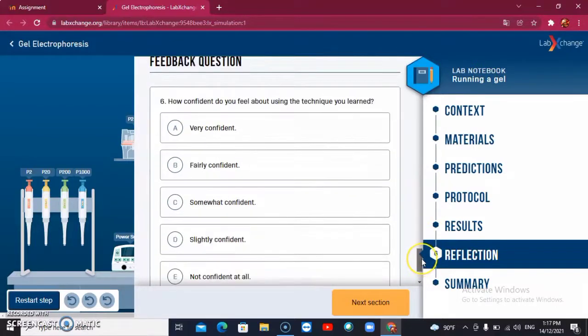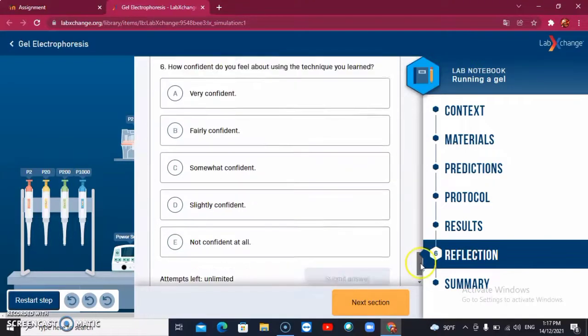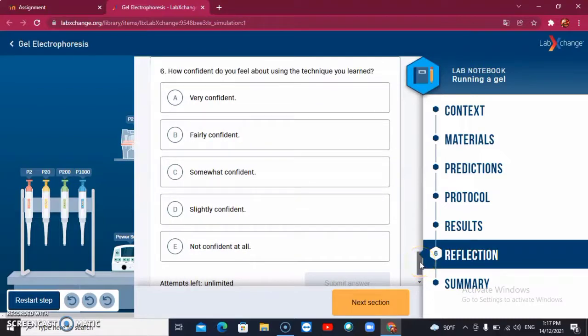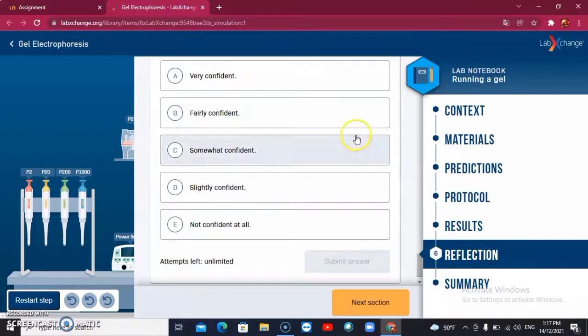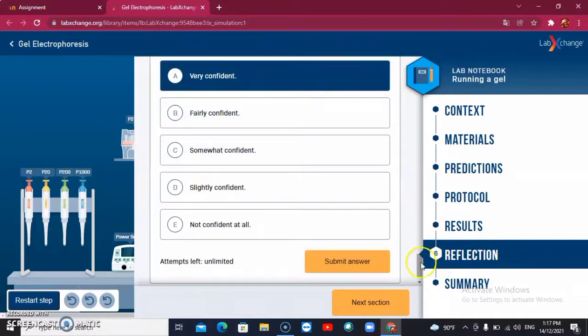The last one is a feedback question. How confident do you feel about using the technique you learned? I feel very confident about using the technique I learned.